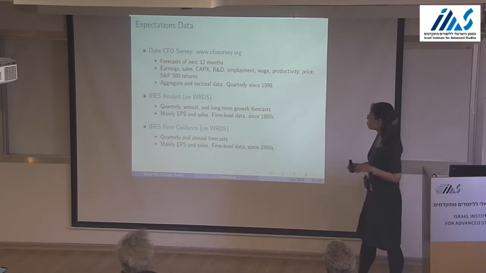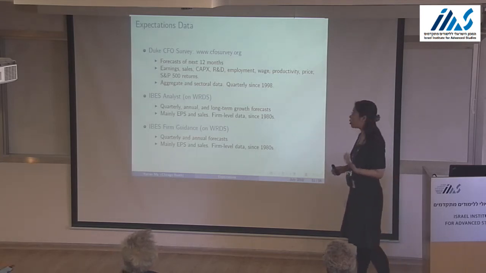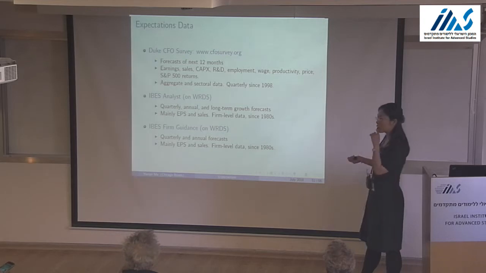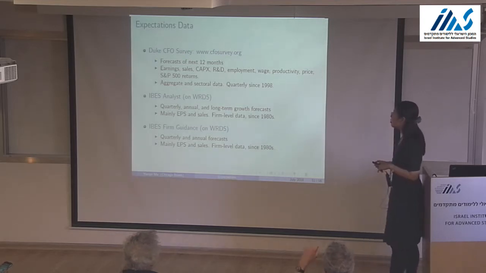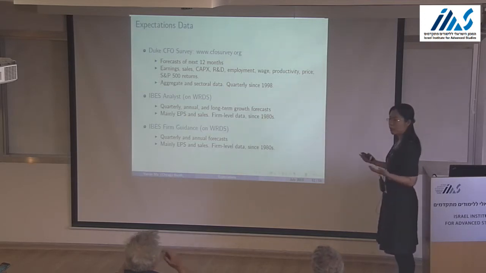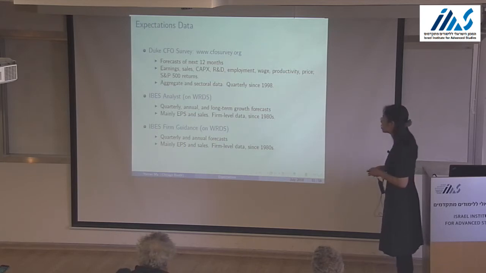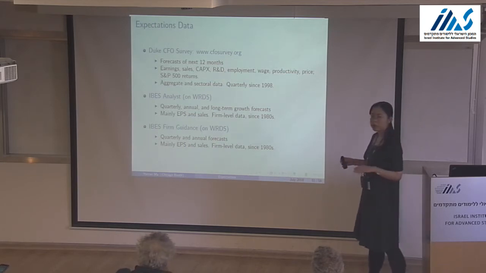If you are interested in, for example, things related to firms and earnings, the very rich set of data collected by the Duke CFO survey since the 1990s is really a great resource. These are firms' forecasts of next 12-month outcomes, including earnings, sales, investment, employment, wage, productivity, price, and S&P 500 returns. They can release aggregate data.